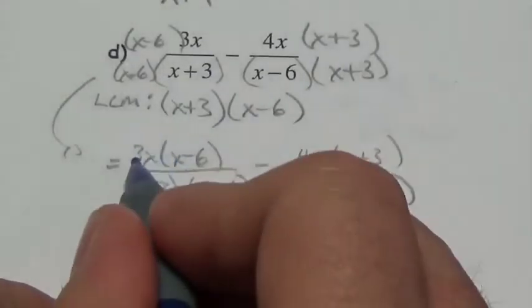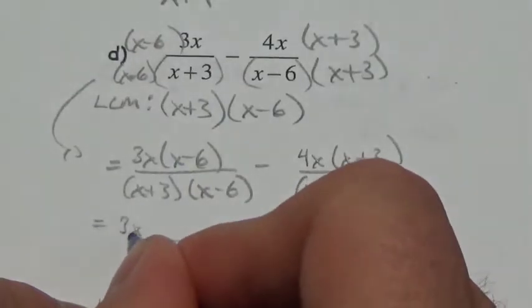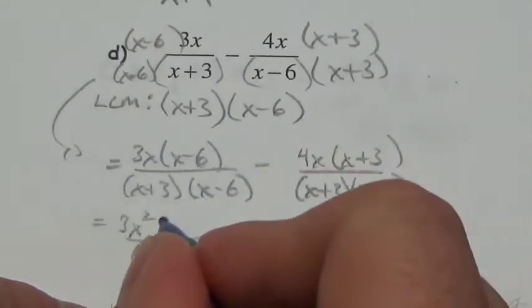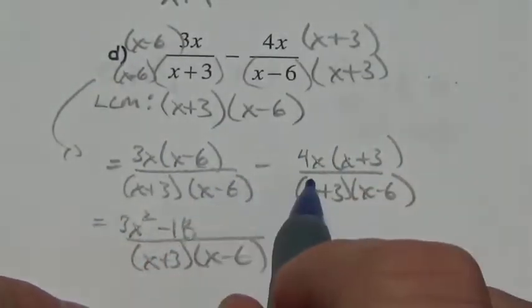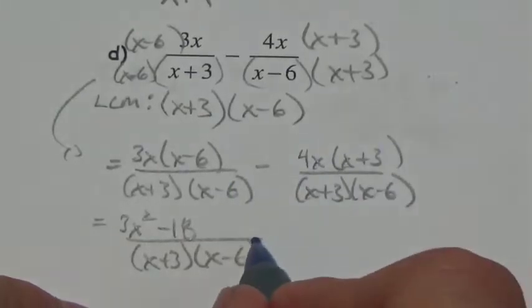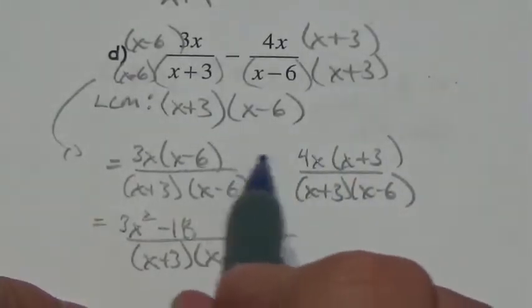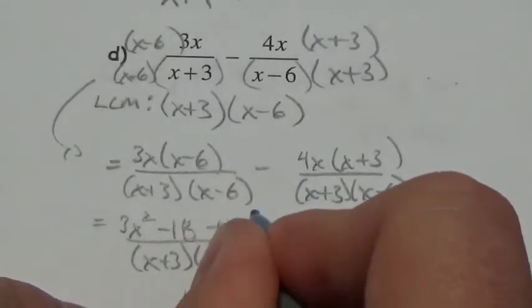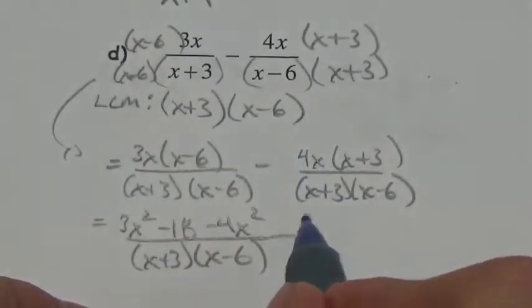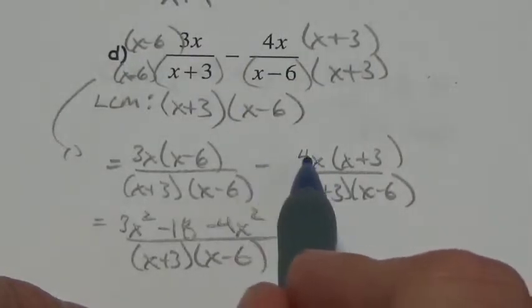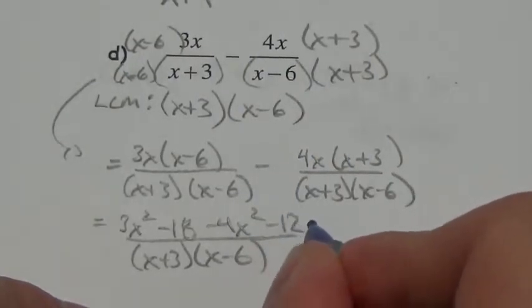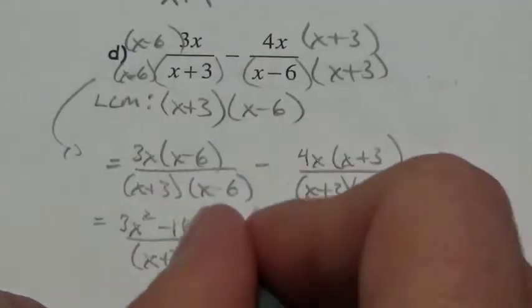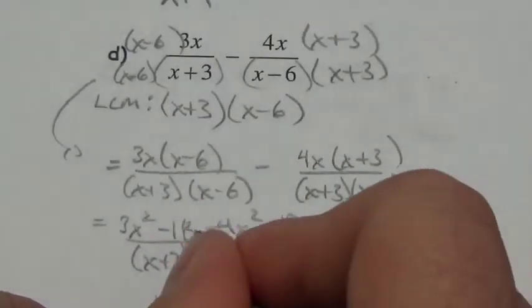In my numerator, I'm going to get 3x multiplied by x, 3x multiplied by -6. Then I'm going to come over here and I'm going to expand this term, remembering that that negative is going to stick with that 4x. So this will be -4x squared, and then again, here's where a very common mistake gets made. -4x multiplied by 3, -12x. Oh, sorry, I should have put an x there. Sorry, that should have been -18x.